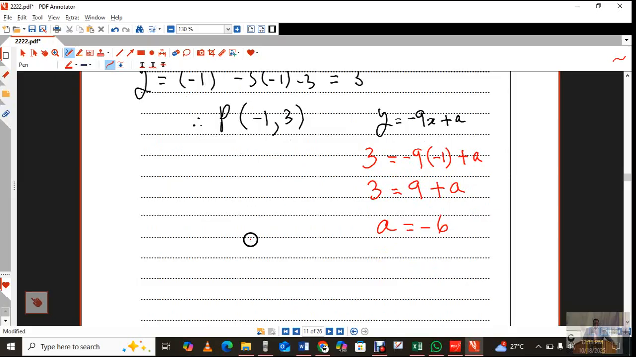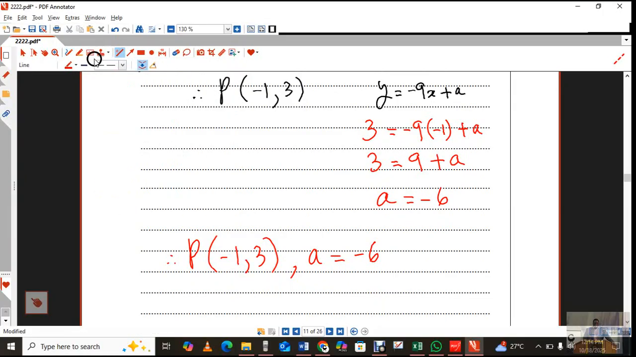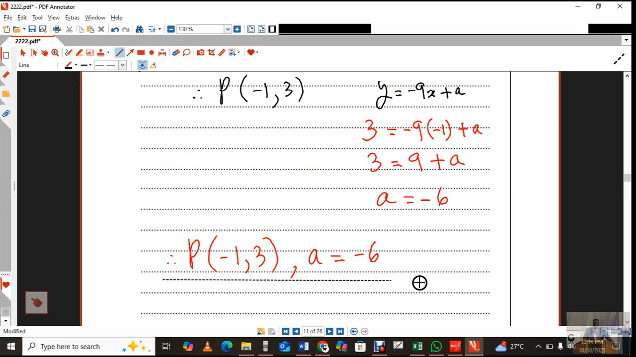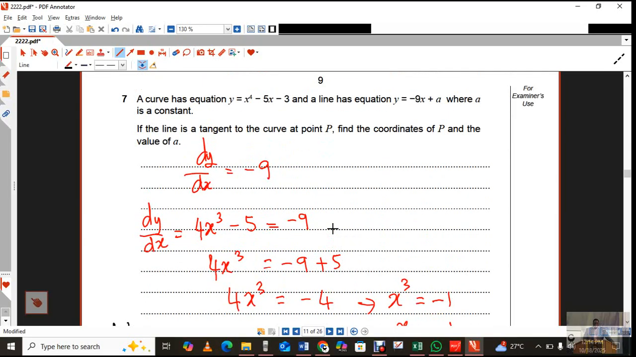Okay, they said find p. We did. P was negative 1, 3. And then they also said calculate a, which is negative 6. And you always have to go and read your stem carefully so you can answer the questions that follow. Right, so those are my solutions towards this question here.